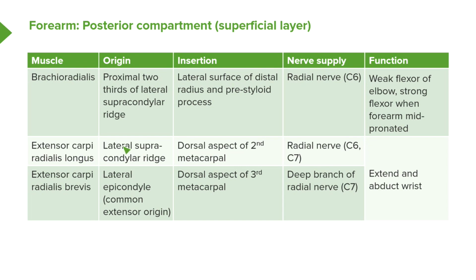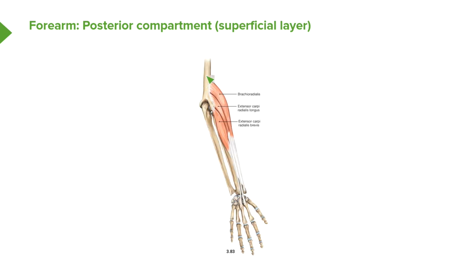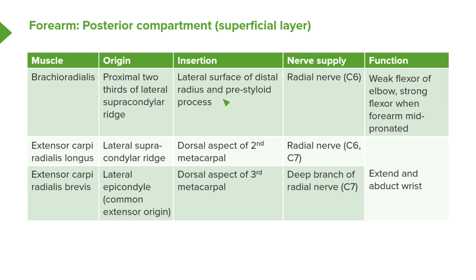Brachioradialis is coming from the proximal 2/3 of the lateral supracondylar ridge. So here we'd have the lateral supracondylar ridge. That's where brachioradialis is coming from, and it passes to the lateral surface of the distal radius. So it just crosses the elbow. It doesn't cross the wrist. It passes to the lateral surface of the distal radius and the pre-styloid process, so just a small elevation before the styloid process.